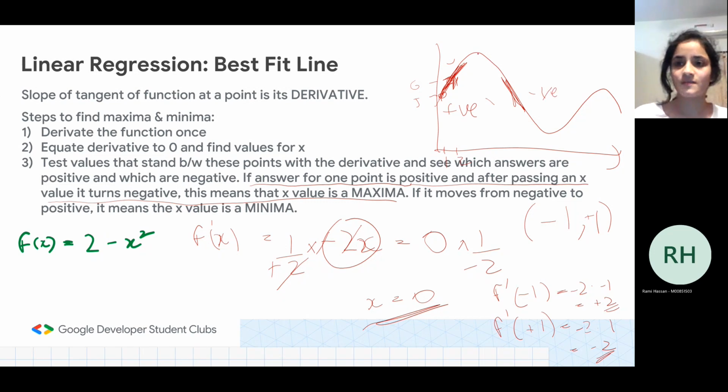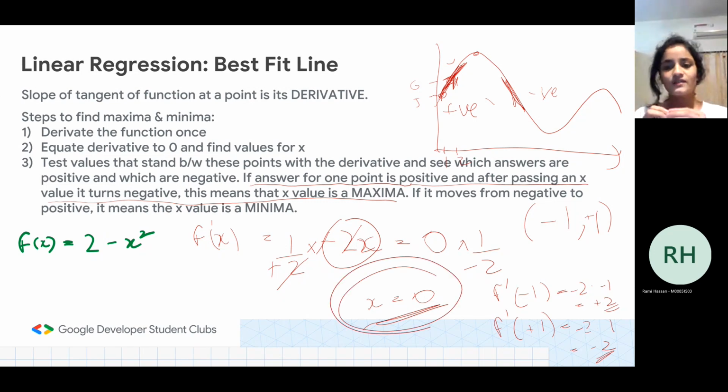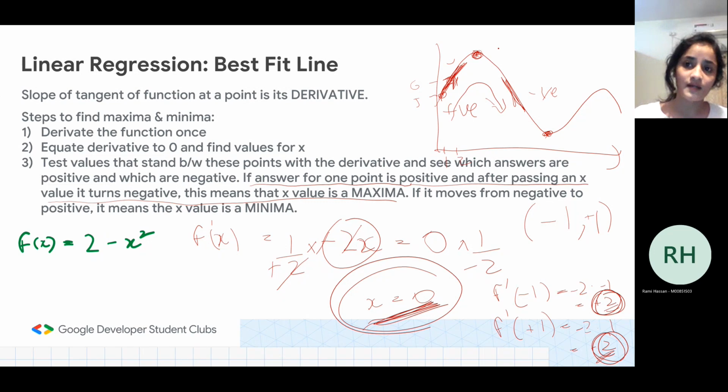So this means that the point we got, x is equal to 0, that stands between minus 1 and plus 1, is a maxima. Over here, you can see that if the slope moves from positive to negative, then it passes through a maxima. This is the maxima, right? The highest point of the function. And this is minima. So if you see that the slope is positive and then negative, it means it's the maxima. And that's what we're seeing here. Initially, it's positive. Later, it turns negative. That means x is equal to 0 is a maxima.